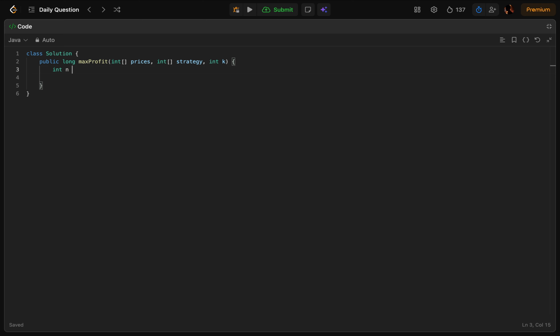First we will define an integer n, which will be the length of prices.length. You guys should also code along with me, that will help you out.